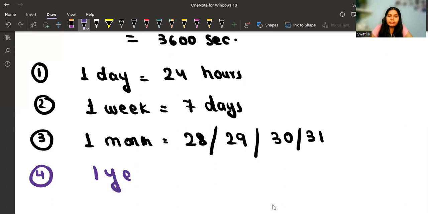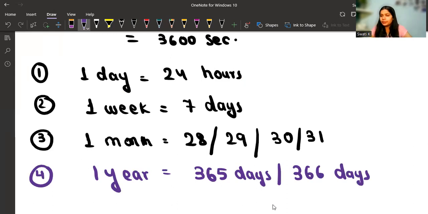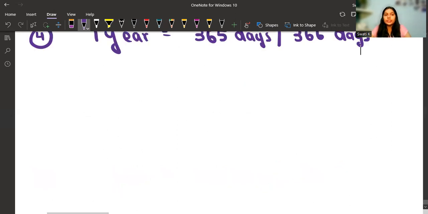So, next is in 1 year, we have how many days? In 1 year, we have two answers: 365 days if it is not a leap year, or 366 days if it is a leap year. What is the meaning of leap year? Leap year is basically when in February we have 29 days instead of 28 days. This leap year always comes after 4 years. If you want to check whether any particular year is a leap year or not, you just need to divide that year by 4. If that number is completely divisible by 4, you can say that the year is a leap year. If it is not completely divisible, then it is not a leap year.